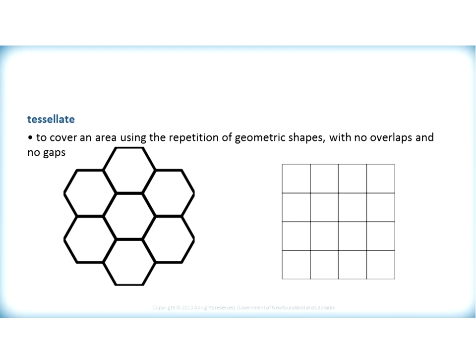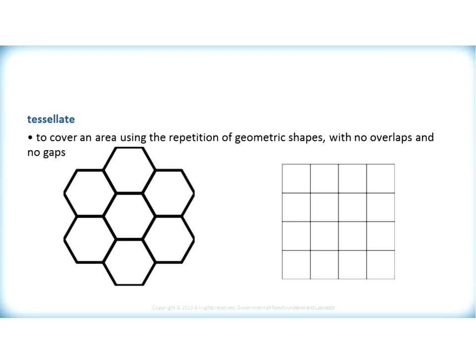So we're looking at tessellations. So what exactly is a tessellation? If you want something to tessellate, it means it has to cover an area using the repetition of geometric shapes, and there has to be no overlaps and no gaps. So here we can see a couple of examples of tessellations. The first on the left is an example of a tessellation using hexagons, and on the right we have a tiling pattern that is made up of squares.